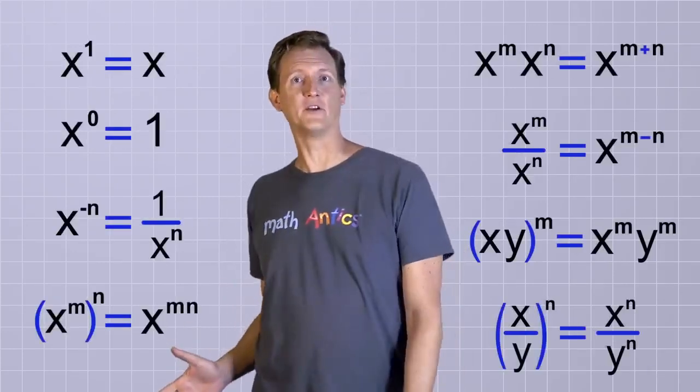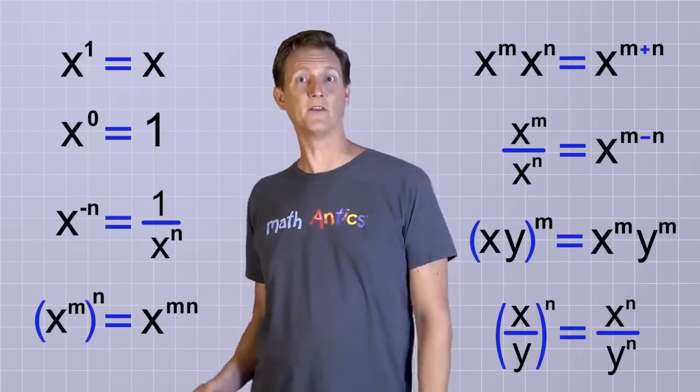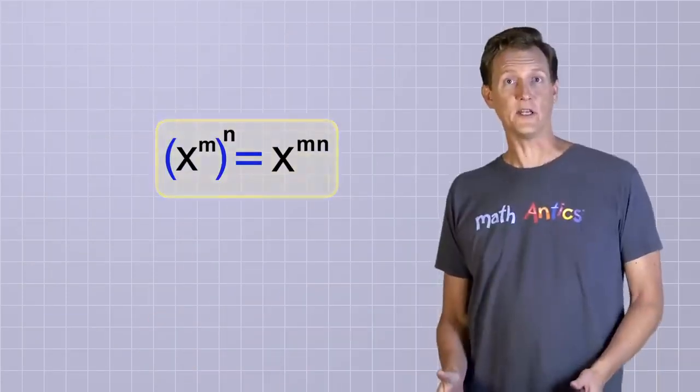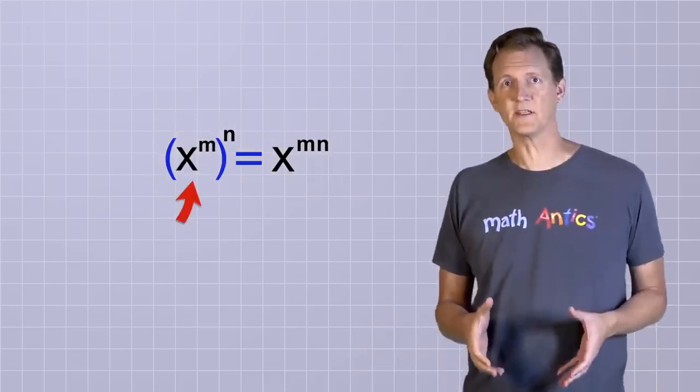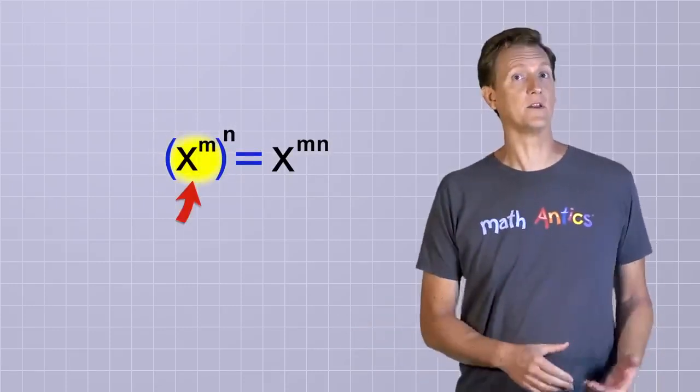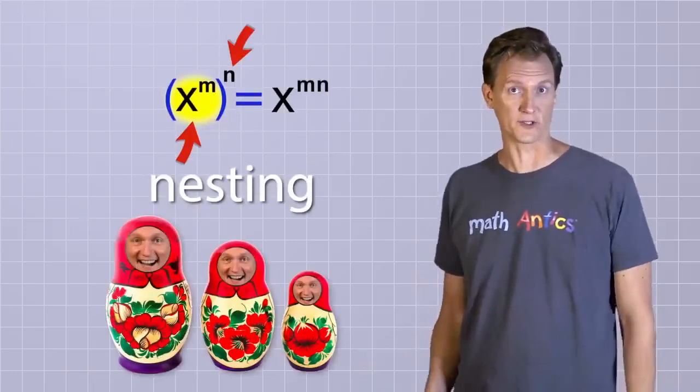And these next 5 show us how we can do various math operations involving exponents. In fact, the next law tells us how we can take a number raised to a power and then raise that to a power. As you can see, it shows an expression, x to the power of m, grouped inside parentheses, and then that whole group is being raised to the nth power. It's a nesting situation. Kind of like those Russian nesting dolls.